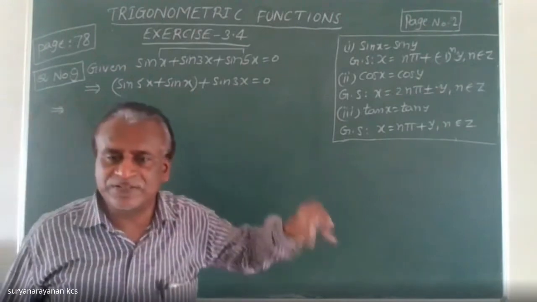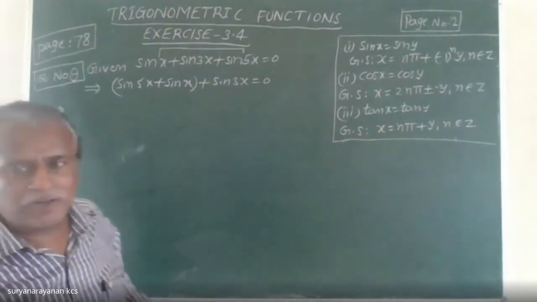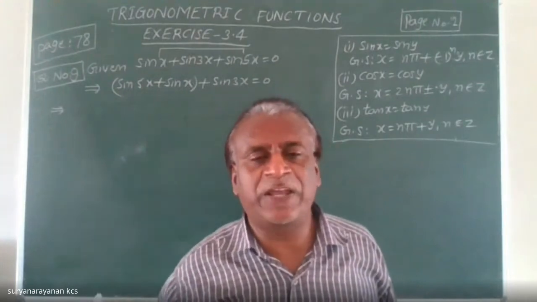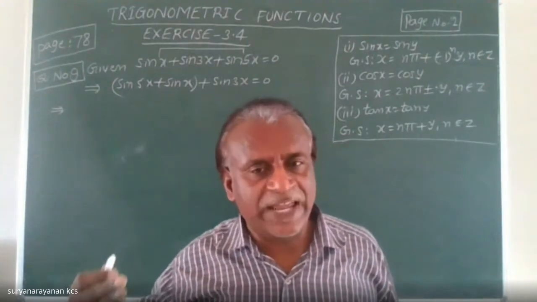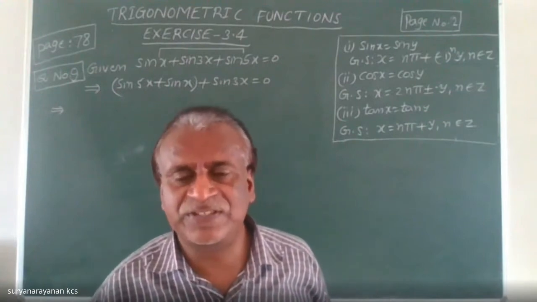Sin c plus sin d. Very good. Do you remember what the formula is? Sin c plus sin d is equal to 2 sin (c plus d) by 2 cos (c minus d) by 2.